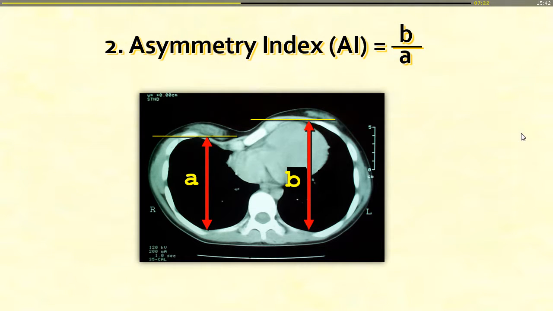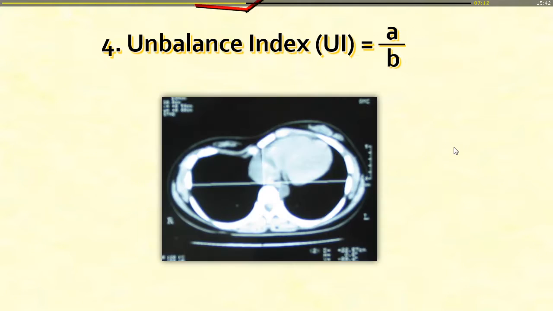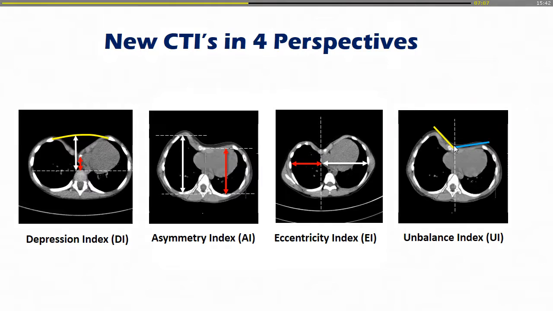And another index is the asymmetry index, how asymmetric both sides are. And the eccentricity index is how eccentrically the depression is located. And the unbalance index is how the slopes of the two sides differ. And this is a summary of the four indexes. So in this way, we can imagine how deep the depression is, how the depression is distorted, and how the depression is asymmetric.